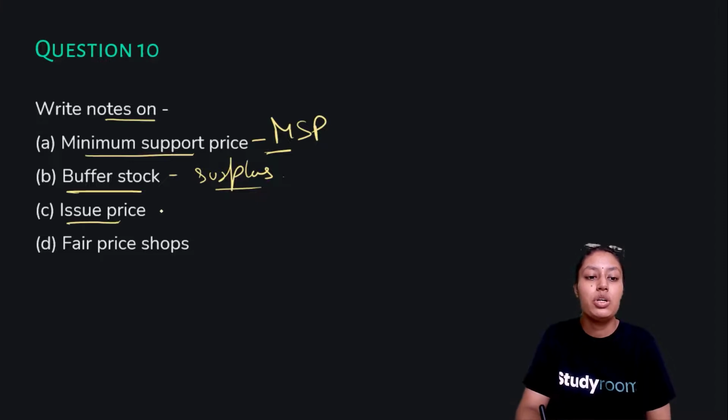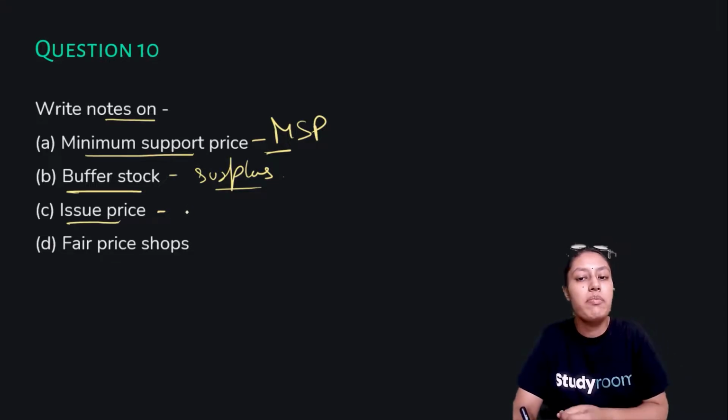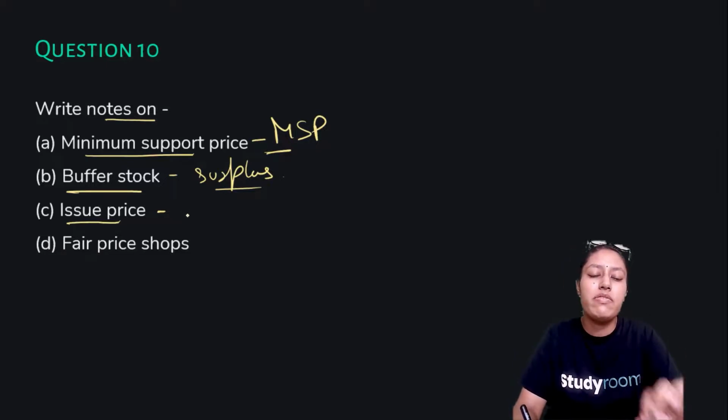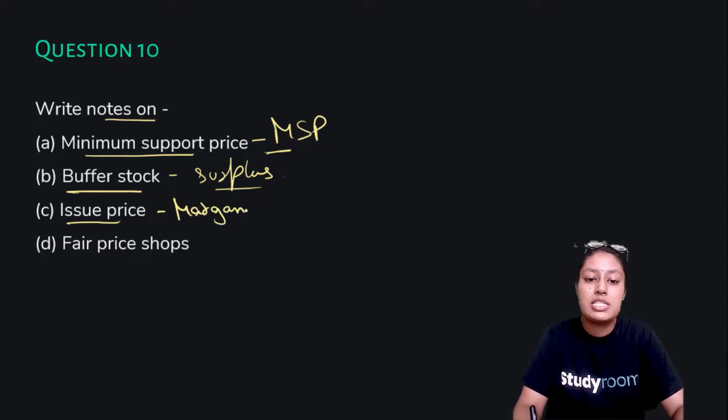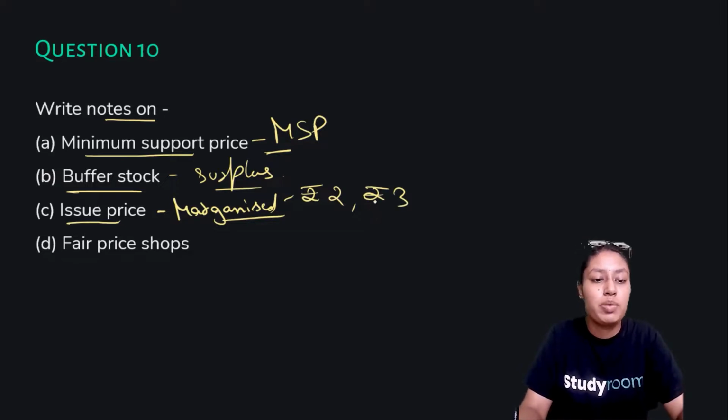Issue price. Issue price is basically when the government gives food or essential commodities at a very, very low price to marginalized areas. Marginalized areas means areas which require it the most, or the people who require ration the most. For example, as we have discussed, the government gives them at 3 rupees or 2 rupees per kg. So that is issue price.